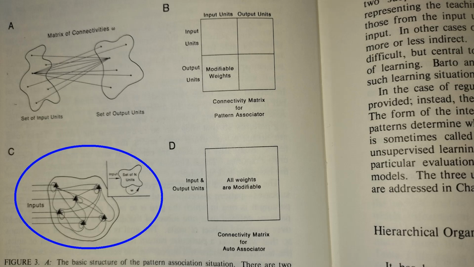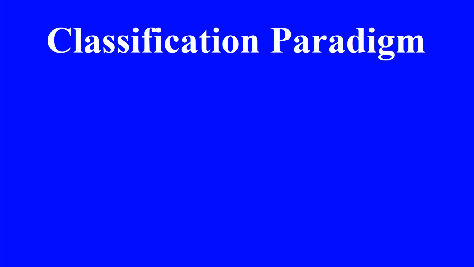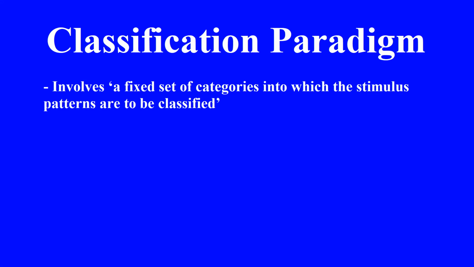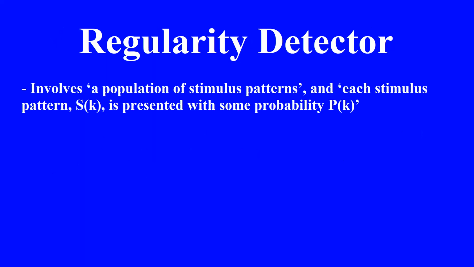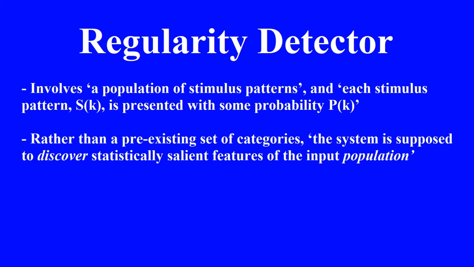Another paradigm of associative learning is the classification paradigm, which involves a fixed set of categories into which the stimulus patterns are to be classified, and a training session in which the system is presented with the stimulus patterns along with the categories into which each stimulus belongs. A related paradigm is the regularity detector, which involves a population of stimulus patterns, and each stimulus pattern is presented with some probability. Rather than a pre-existing set of categories, as in the classification paradigm, the system is supposed to discover statistically salient features of the input population.